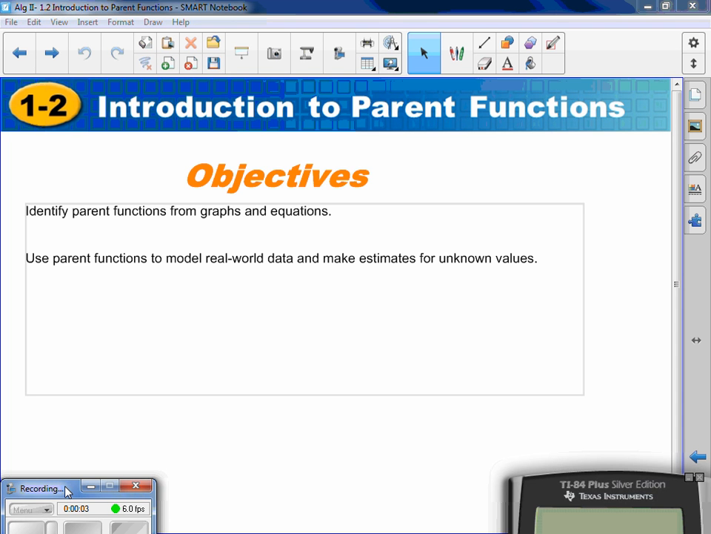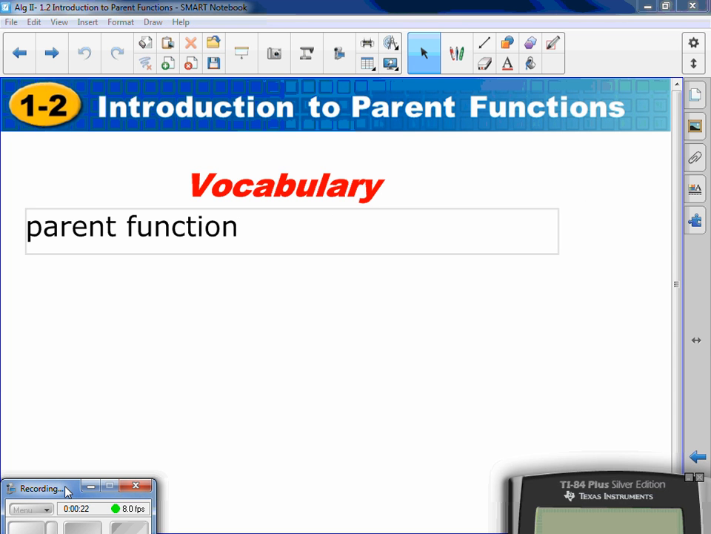Today we are starting 1.2, Introduction to Parent Functions. The main objectives for today: we're going to talk about identifying parent functions from graphs and equations, using parent functions to model real-world data, and making estimates to unknown values. The main vocabulary we're going to talk about is what a parent function is.